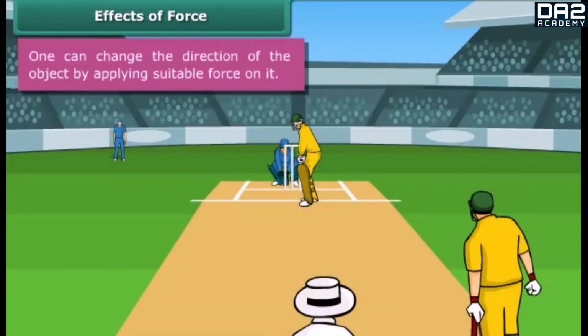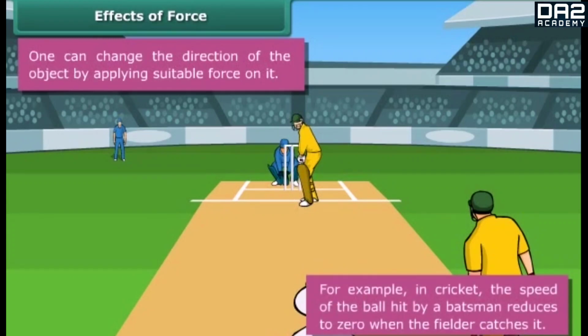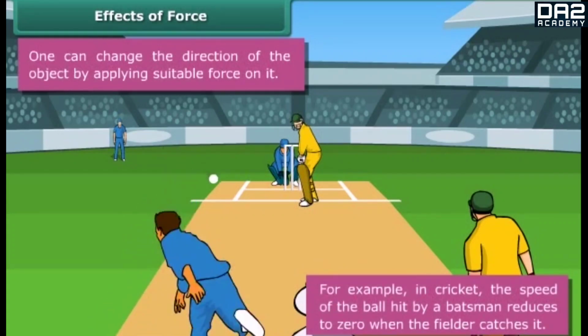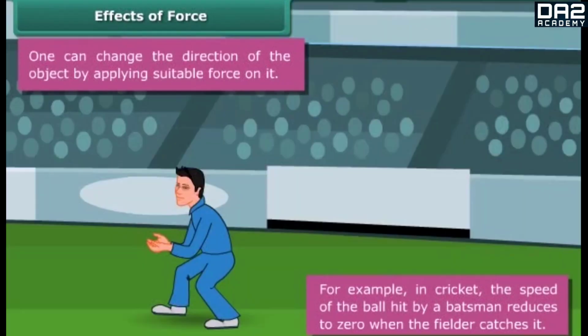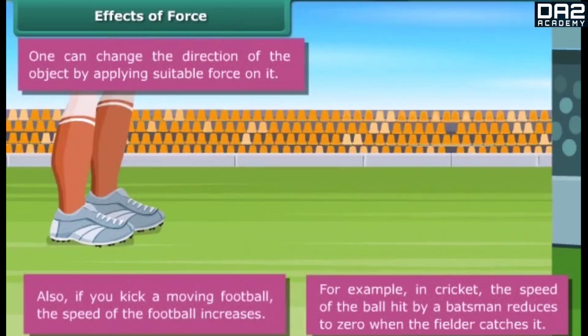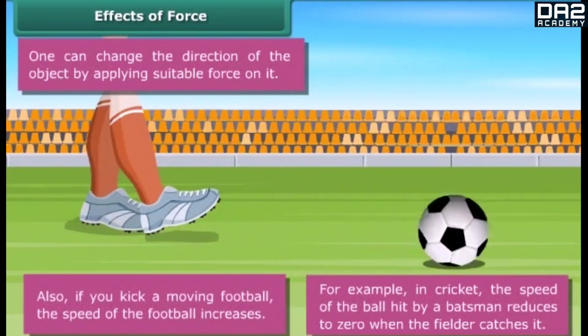Effects of force. One can change the direction of an object by applying suitable force on it. For example, in cricket, the speed of the ball hit by a batsman reduces to 0 when the fielder catches it. Also, if you kick a moving football, the speed of the football increases.